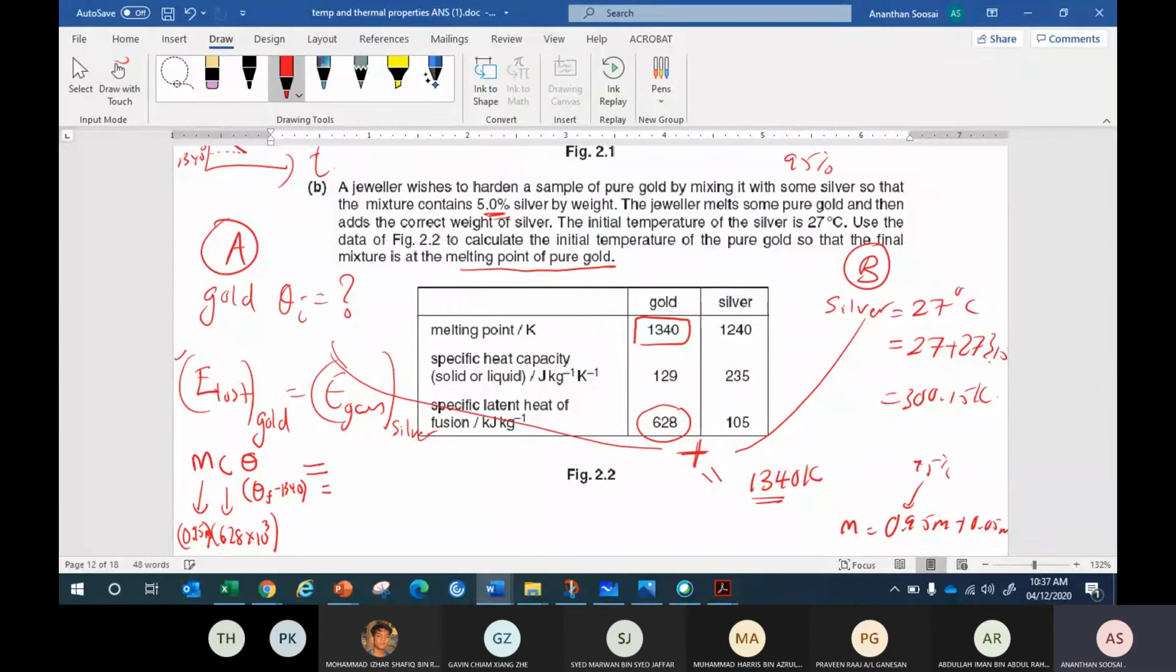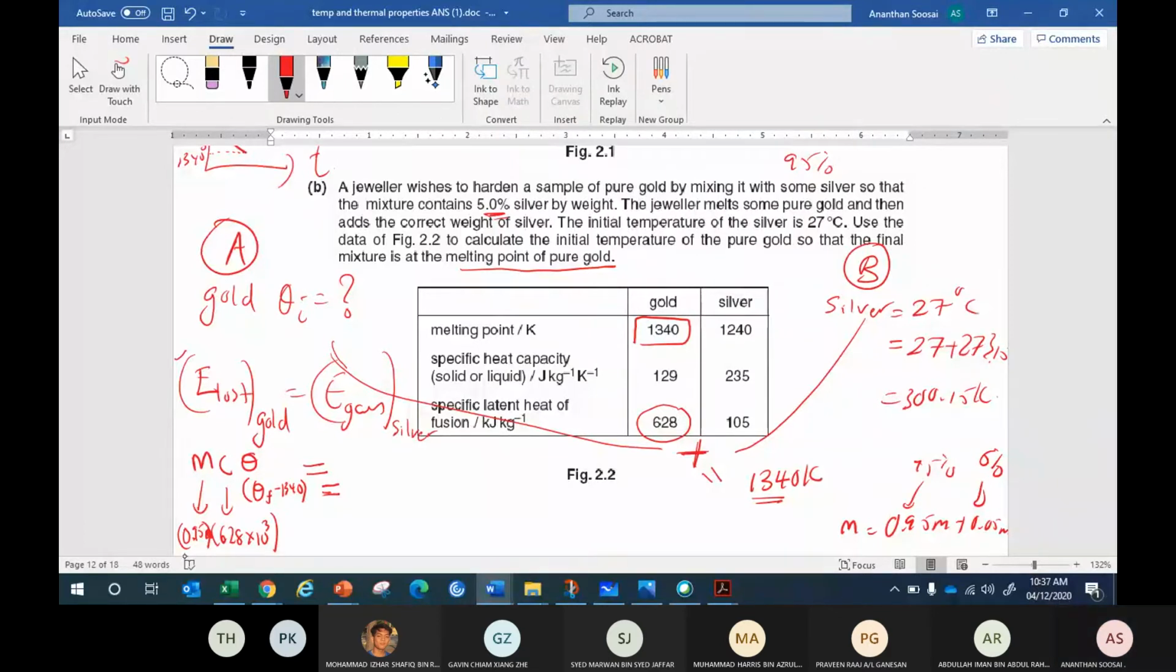This is 95%. This is 5%. Okay, so for mass you must put 0.95 m, or you can put 95 if you want. You can put 95. The other one you can put 5. Also can. Okay. So I put 0.95. No need to put m also can. 0.95. Okay. So gold, only MC theta, is equivalent to the energy gained by silver.